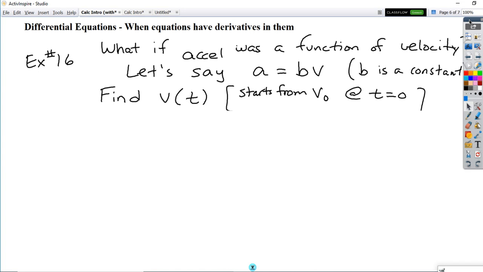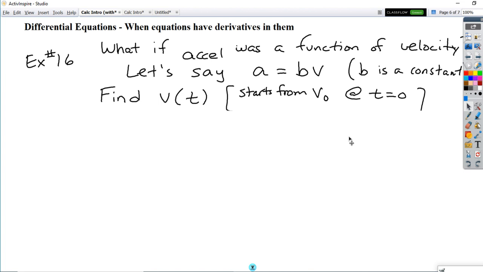A place where you might be likely to see that is if you take this question. What if acceleration was a function of velocity? So let's say that the acceleration equals b, which is a constant, times the velocity. And I want you to find the velocity as a function of time. Let's assume that the object starts with some initial velocity, v0, at time 0.